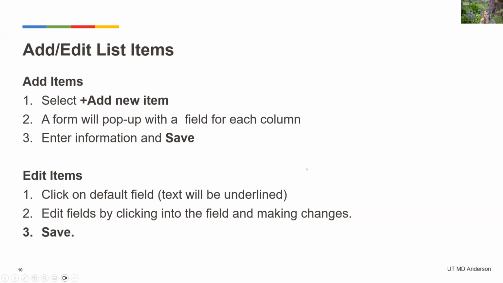To add or edit list items, you can just select add new item. A form will pop up and allow you to fill in each field for the column. You can enter the information and just save. If you want to edit the items, you're going to click on the default field. The text is going to be underlined, and that's usually the title field. You'll click on the title field, and it's going to allow you to edit the fields, make changes, and then save.